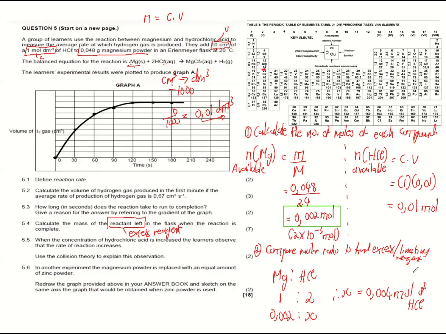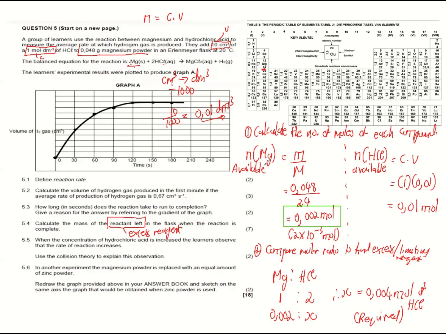That means the required number of moles of hydrochloric acid is only 0.004. We only require 0.004 mole of the hydrochloric acid in order to react with all of the magnesium. So all of the magnesium will be reacted with.